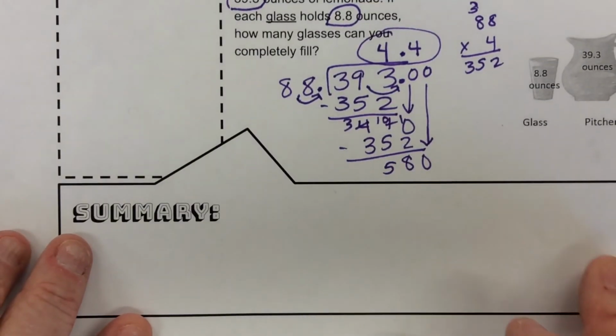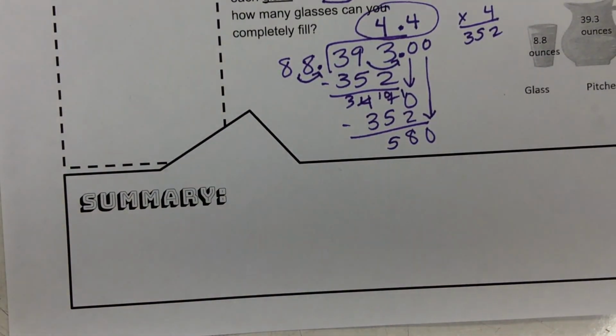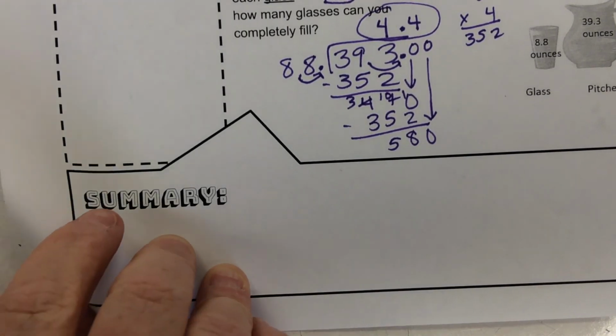Last thing is your summary. What I need you to summarize is that there can be no decimal in the divisor. No decimal outside the house. If it is, you've got to make it a whole number. And then you move it straight above the quotient. Okay, straight up to the quotient.